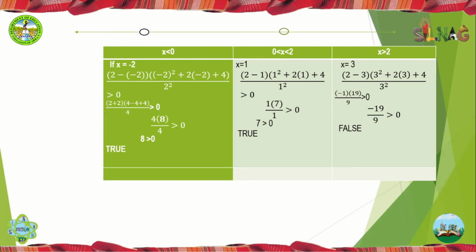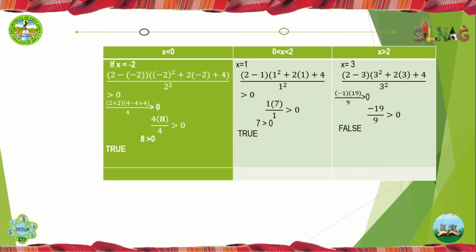Then we have 1 at the second column. So we try 1. So 2 minus 1 times the quantity of 1 squared plus 2 times 1 plus 4 over 1 squared is greater than 0. Then we simplify the left side. So we have 1 times 7 over 1 is greater than 0. Then 1 times 7 is 7 over 1, which is equal to 7, is greater than 0. Again, it is a true statement. So meaning the numbers which are greater than 0 but less than 2 are solutions of the given inequality.